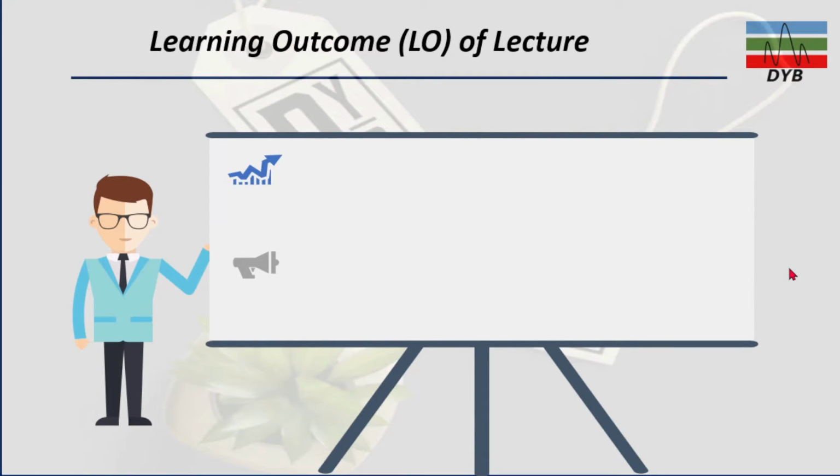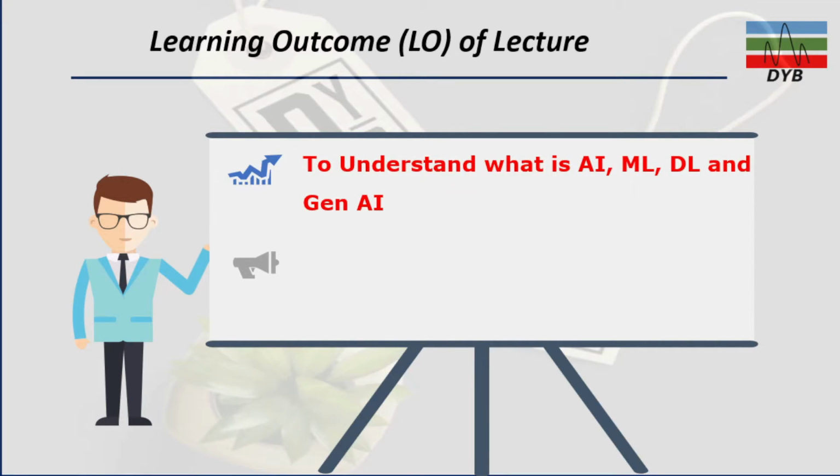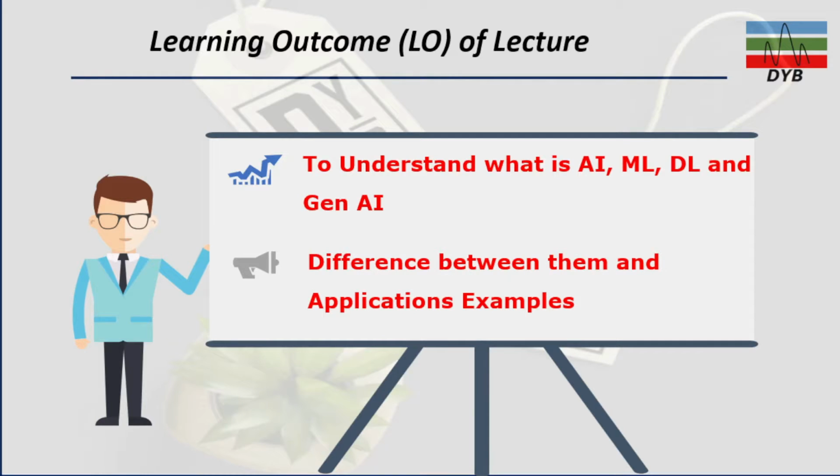Before starting the lecture, we have some learning outcomes for this part of the lecture. The first learning outcome is to understand what is AI, ML, DL, and also generative AI. And the second learning objective of this lecture is to look at the differences between them and also how the applications are different from each other, with examples.